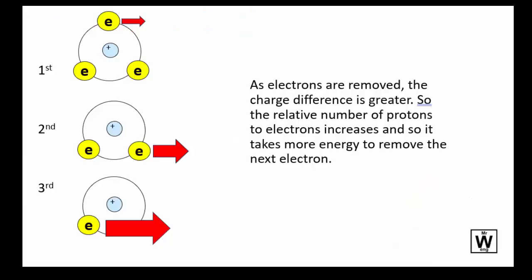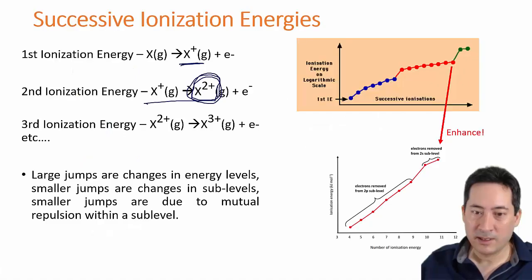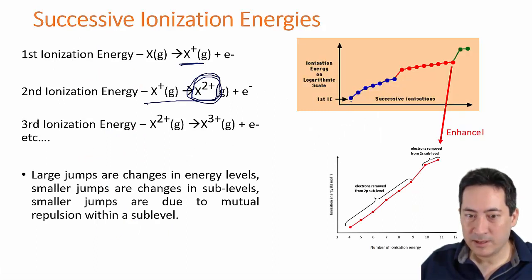So just as an update, I've added a diagram in here just for a first initial explanation. As the electrons are removed, the charge difference is greater, so the relative number of protons to electrons increases, so it takes more energy to remove the next electron. And so this will always be just for one element. You can see here, this is one element. It just gets harder and harder to rip off the electrons and make them all disappear.